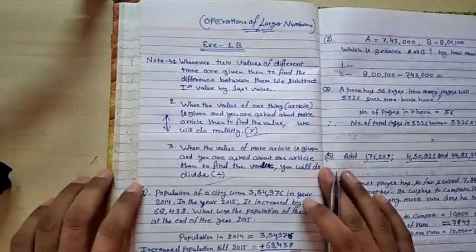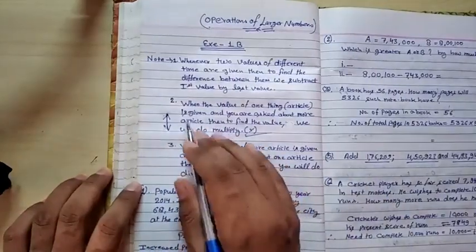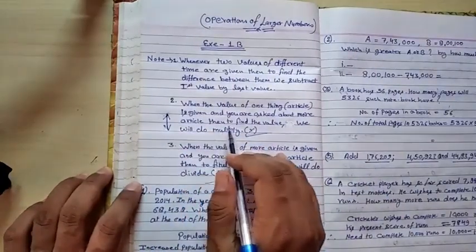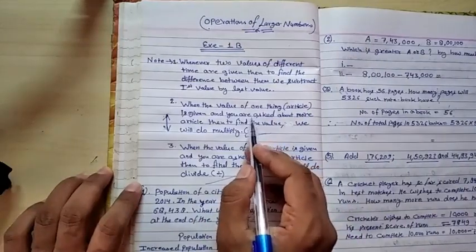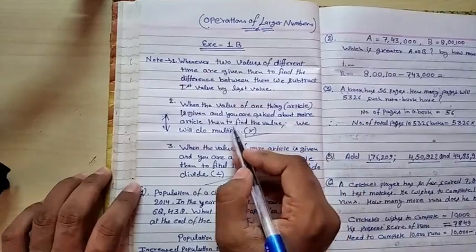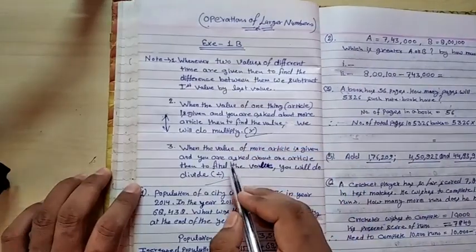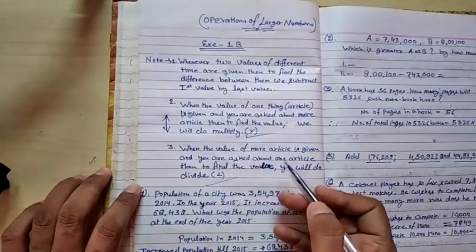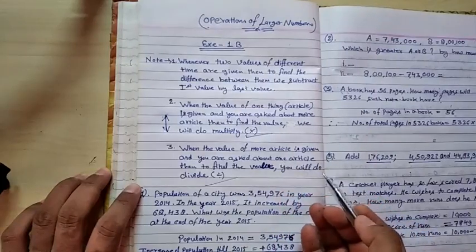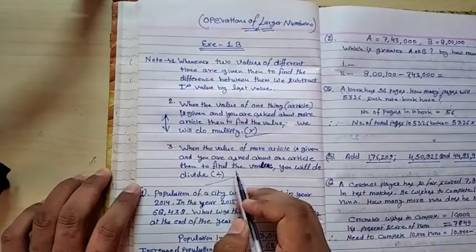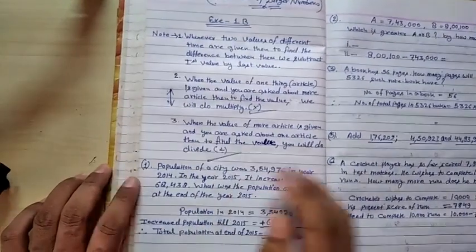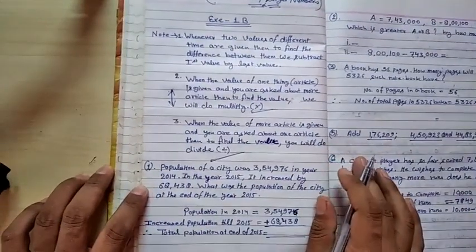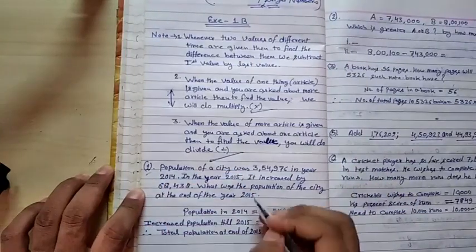Okay, these two are opposite to each other. Means when the value of one article is given and you are asked about more articles, then you will multiply, and when the cost of more articles is given and you have to find out the value of one article, you will divide it. Now let's start the exercise with the first question.